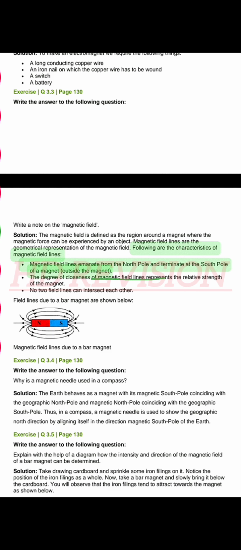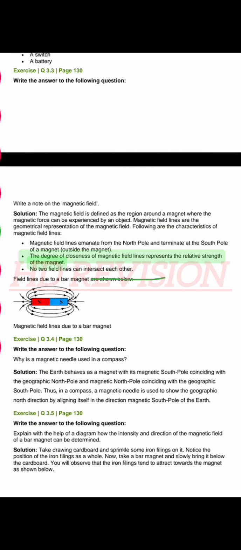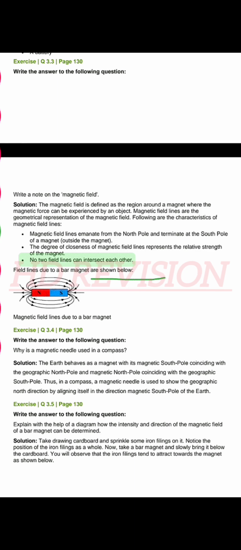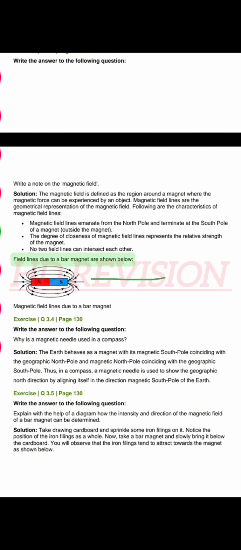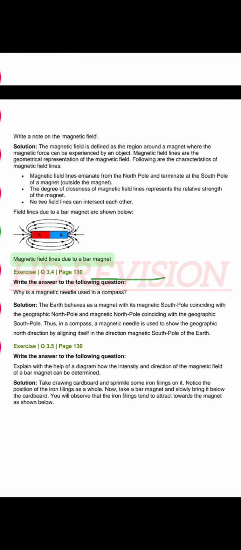Following are the characteristics of magnetic field lines. Magnetic field lines emanate from the North Pole and terminate at the South Pole of a magnet outside the magnet. The degree of closeness of magnetic field lines represents the relative strength of the magnet. No two field lines can intersect each other. Field lines due to a bar magnet are shown below. Magnetic field lines due to a bar magnet.